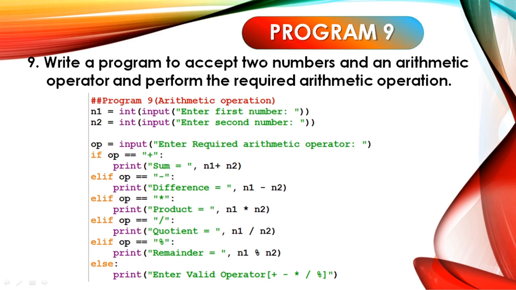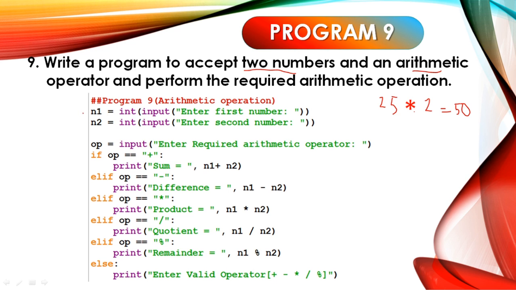Next program 9. In this program we have to accept two numbers and an arithmetic operator and perform the required operation. So the user will enter two numbers and an arithmetic operator. For example, the inputted numbers are 25 and 2, and if the operator is asterisk, then 25 into 2, 50 should be displayed. So according to the wish of the user, the required operation is to be performed.